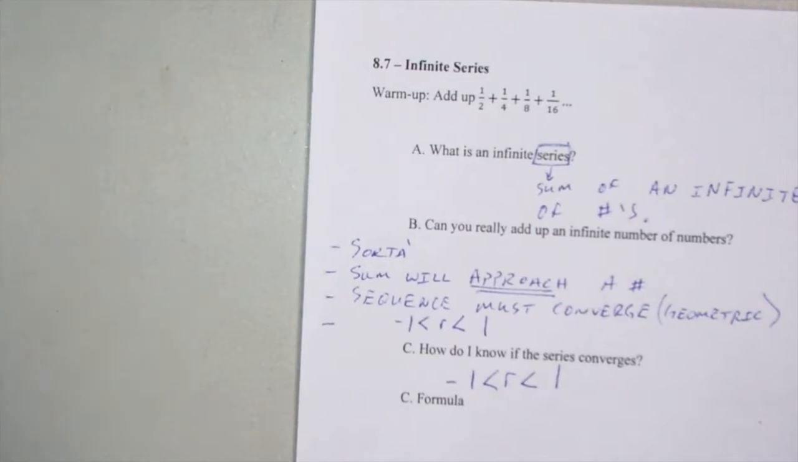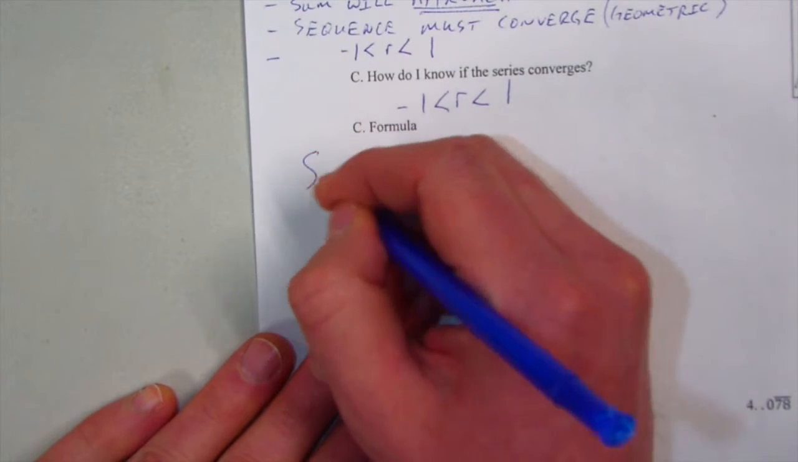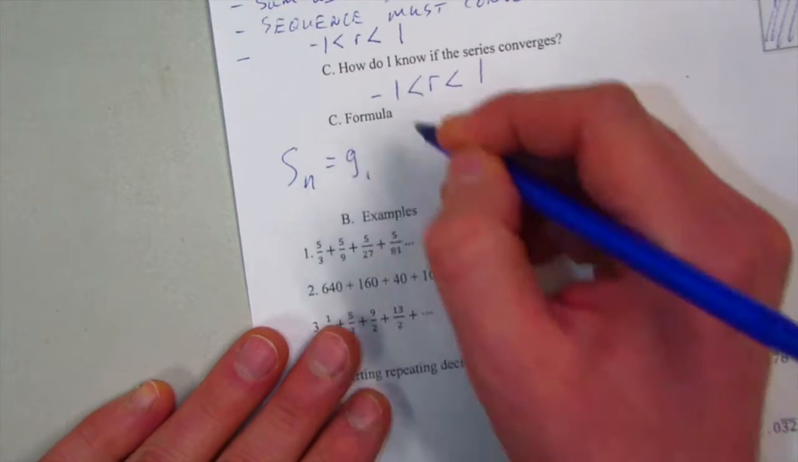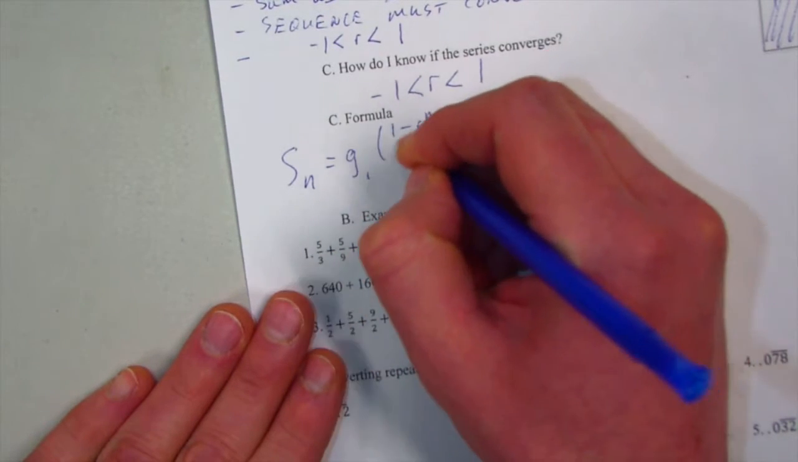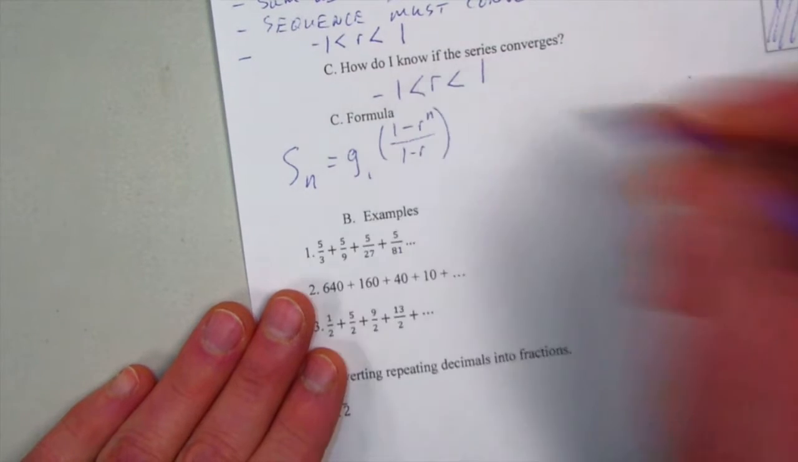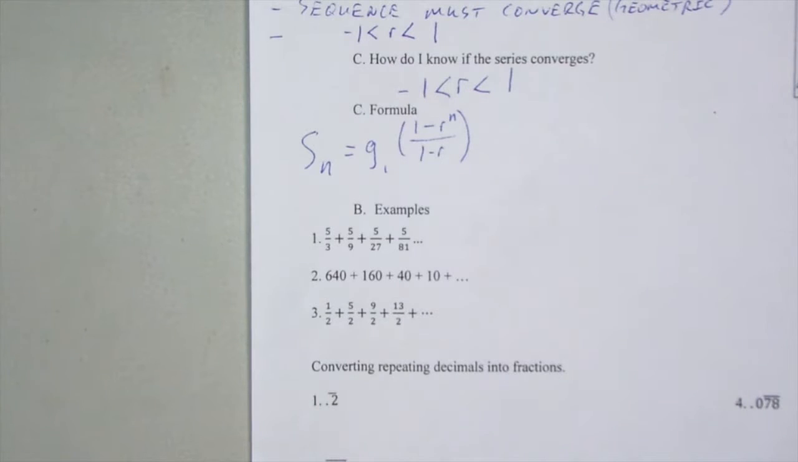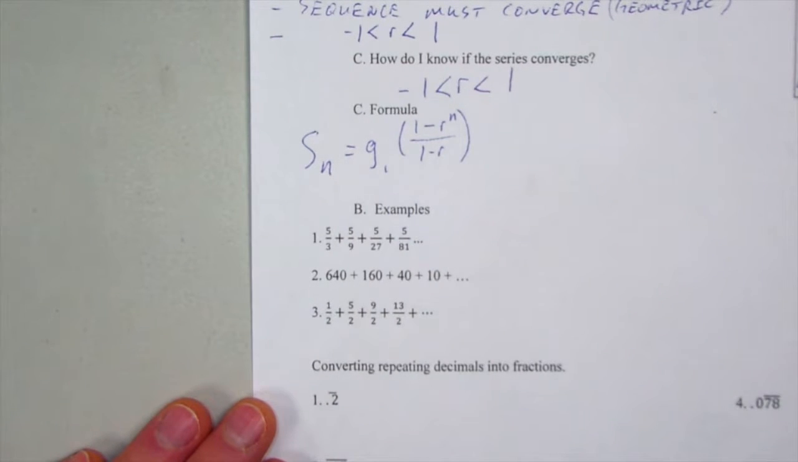Well, let's think about a finite series. The one that we talked about yesterday says if you want to find the sum of a geometric sequence, you're going to take the first term from your sequence, and you're going to have 1 minus r to the n over 1 minus r, like that. This is if the series is finite, so you will know how many terms are in the series.